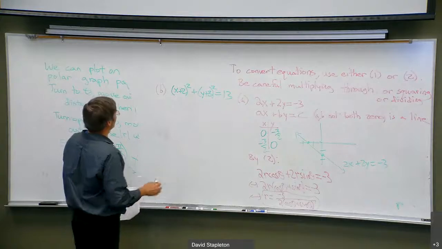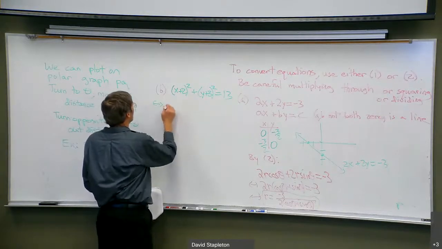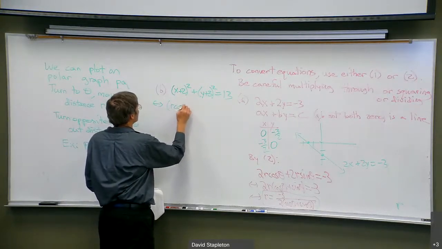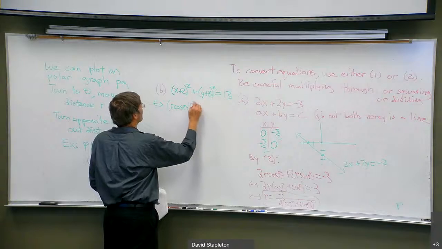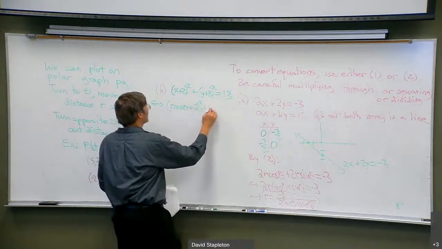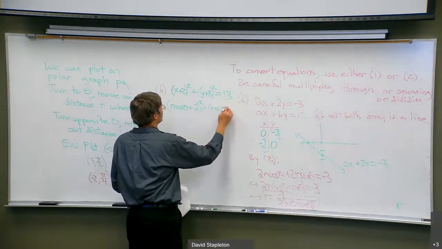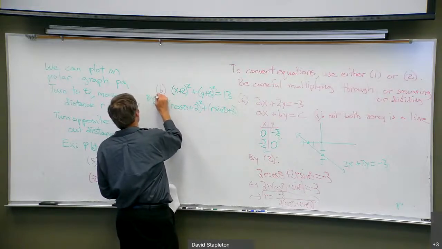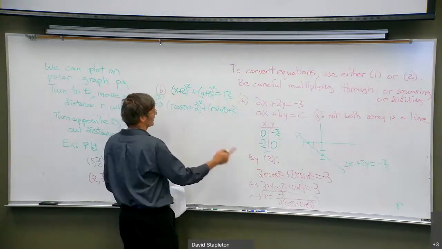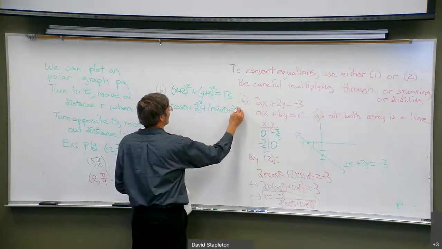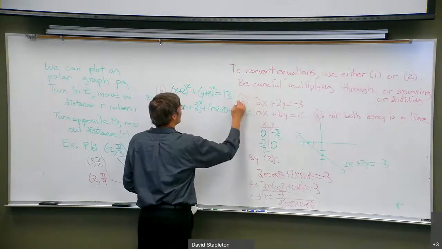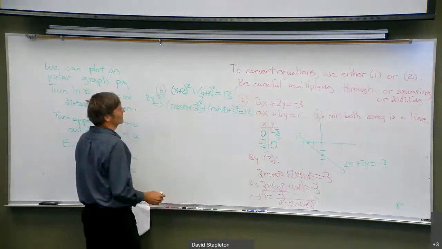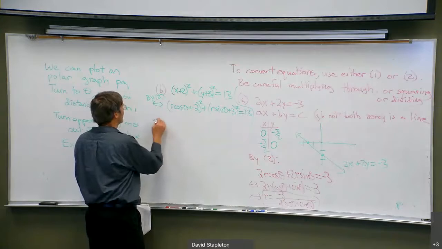Well, one thing you can always do is replace x with r cosine theta, replace y with r sine theta, and that always works. Sometimes there's a lot of extra algebra, and it'd be easier to use equation 1. But equations 2 always works converting rectangular to polar. So let's do that. I have this equation, and then the object is to simplify it and see if I can solve for r.